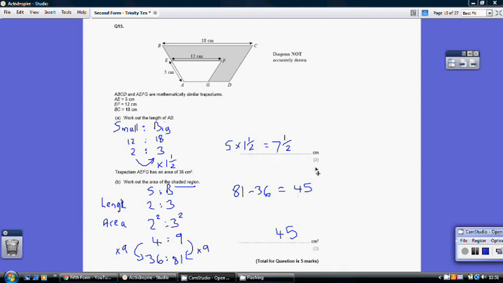Question 15. Now this is a pretty tricky question. So just take your time, and if you don't fully understand this, it's not the end of the world. This is going to be one of the harder questions on the paper.